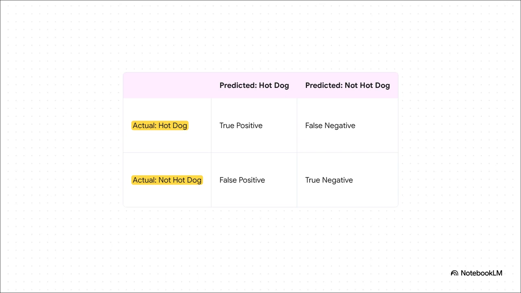It's simple. A true positive is when it sees a hot dog and correctly yells hot dog. A true negative is when it sees a taco and correctly says not hot dog. The mistakes are where it gets interesting. A false positive is when it calls a taco a hot dog, an annoying mistake. But a false negative is when it sees a hot dog and misses it completely. That could be a really costly miss. And which error is worse really depends on what you're trying to do.